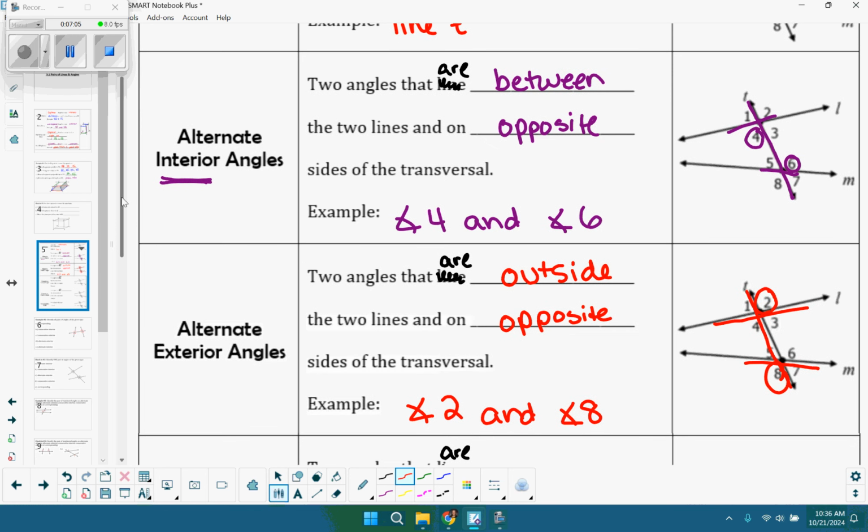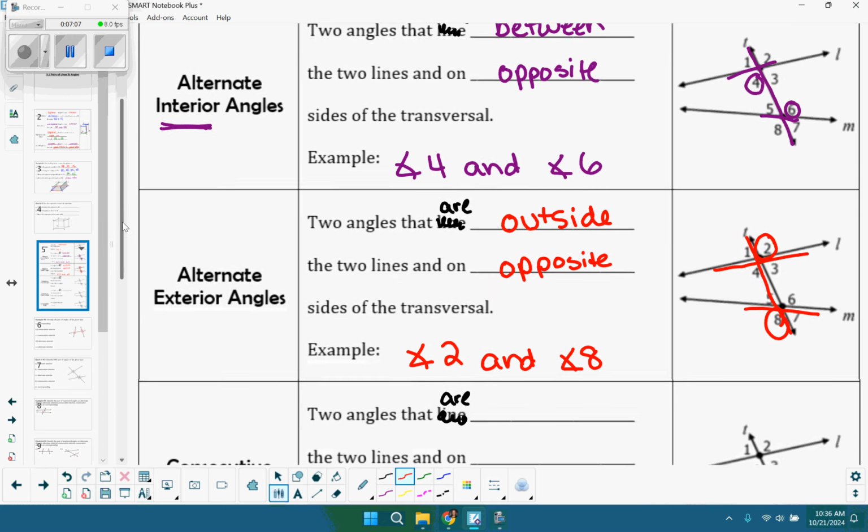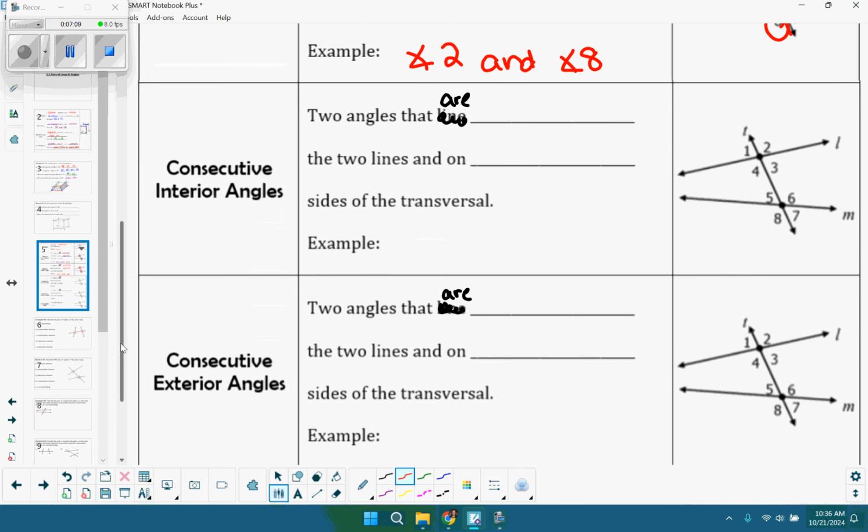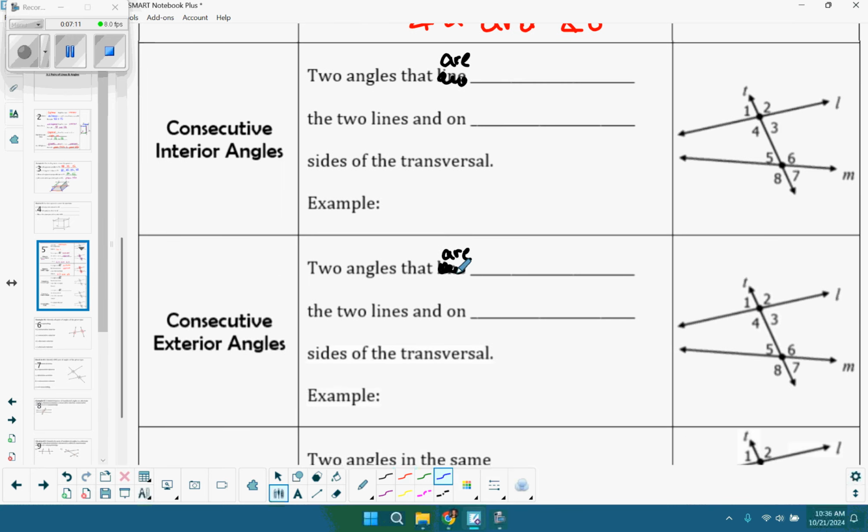If I can switch sides for interior and exterior angles, I could also stay on the same side for interior and exterior angles. So consecutive interior are angles that are between the two lines, but on the same side of the transversal. So if I'm picking between the lines and I chose angle 4, I now want to stay on the same side of this line, which means I'd be picking angle 5.